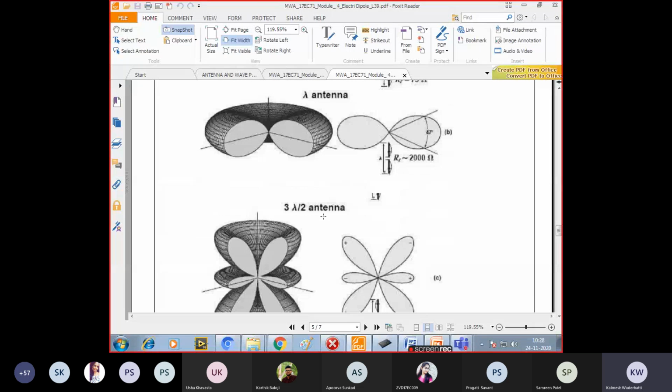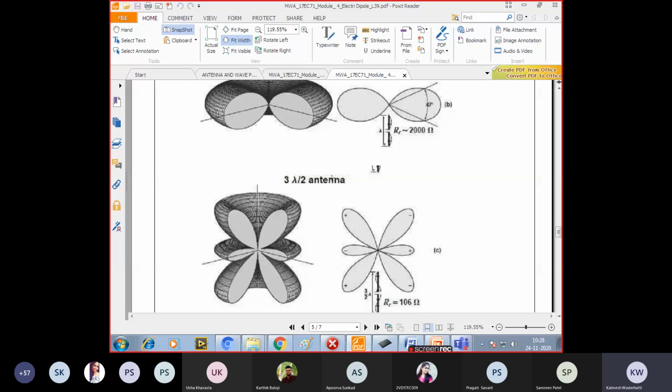Similarly, one more length you have considered, that is the 3 by 2 lambda antenna. Here the pattern will be like this. Here it will show four main lobes, in this quadrant as well as this quadrant, as well as this and this. Like this, the minor lobe also appears with respect to the xy.